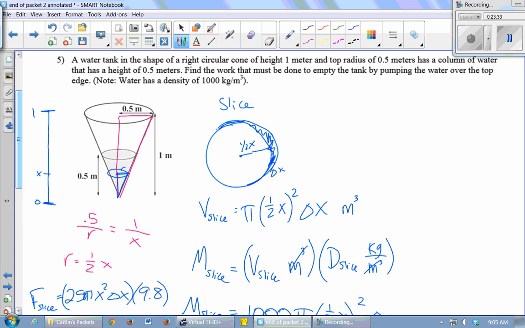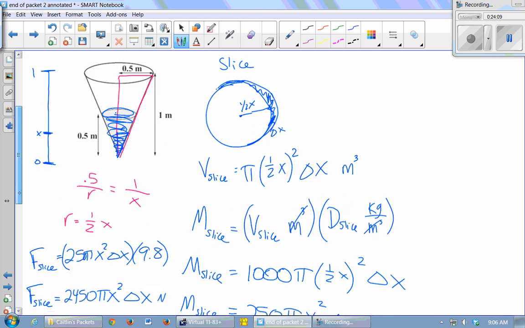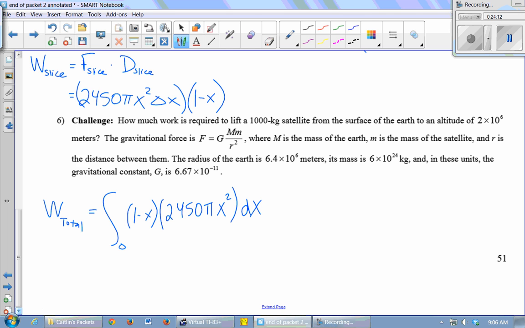right? What value to close? 0, not to 1, but no, 0.5. Because the slices are only being stacked from 0 to 0.5. Right? We're pumping them a further distance, which is why you have the 1 minus x. But this x variable represents the height of the slice in the cone, and those slices only go from 0 to 1/2. So I'm going to integrate from 0 to 0.5.